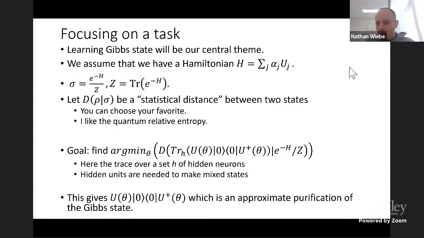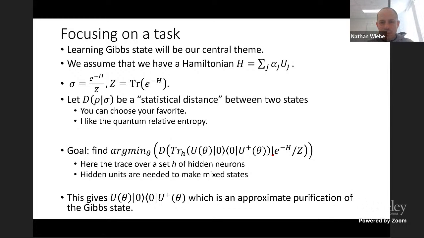And we'd like to be able to trace over those hidden variables of the output state and have that resultant state after the trace be as close as possible, with respect to your favorite distance, to the Gibbs state that we'd want to generate. And so from that perspective, once we found that, our parameterized unitary or quantum neural network can be thought of as building a purification to the Gibbs state, or at least an approximate purification of the Gibbs state. So that's the idea.